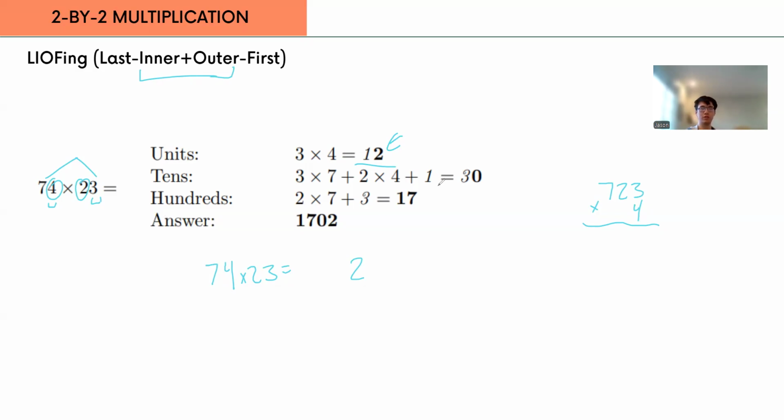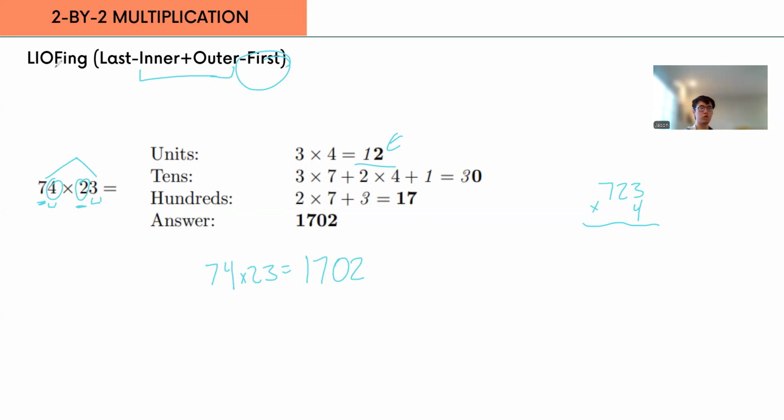With this 30, you carry the 3 and keep the 0. So you write the 0 here, and you carry the 3. Once you've carried the 3, you just look at the last thing, which is the first numbers, this 7 and this 2. So 7 times 2 is 14, and then 14 plus 3 is 17. So this is 1702. Okay.